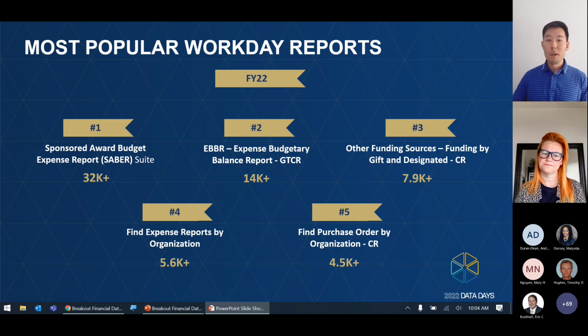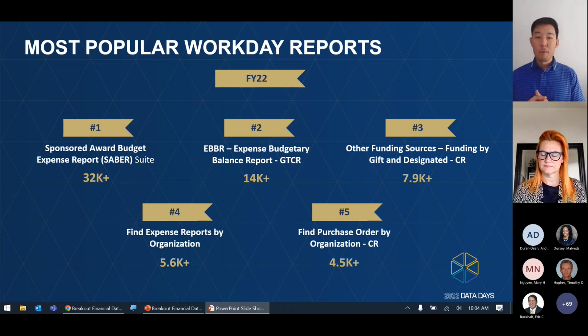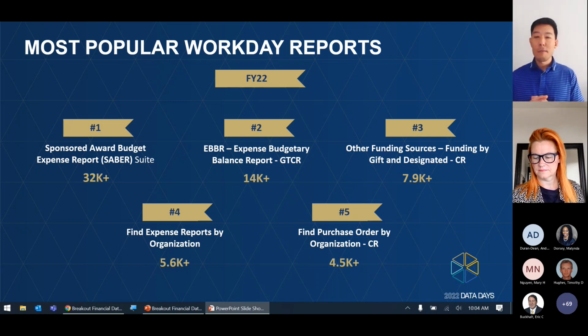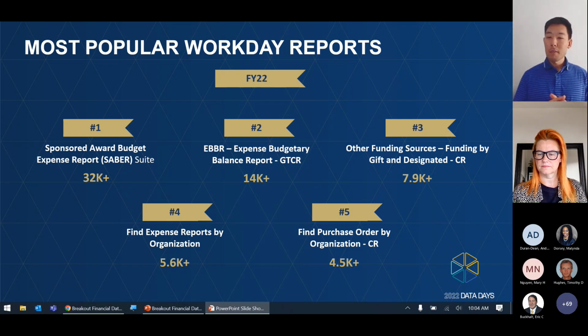So going into some of the more popular Workday reports, the top 5 reports that were used in the last year. We have what we call the Sabre suite of reports. This is the sponsored award budget expense report, primarily used for grants reporting. This was the most used report last year, run over 32,000 times. Then we have the EBR, the expense budgetary balance report. This is run over 14,000 times. Other funding sources, funding by gift and designated.